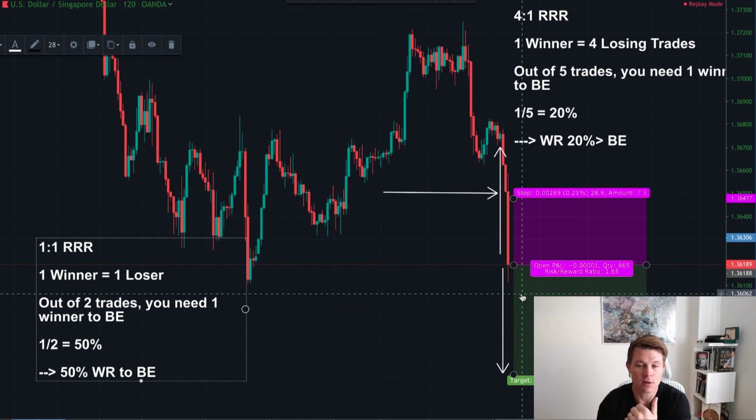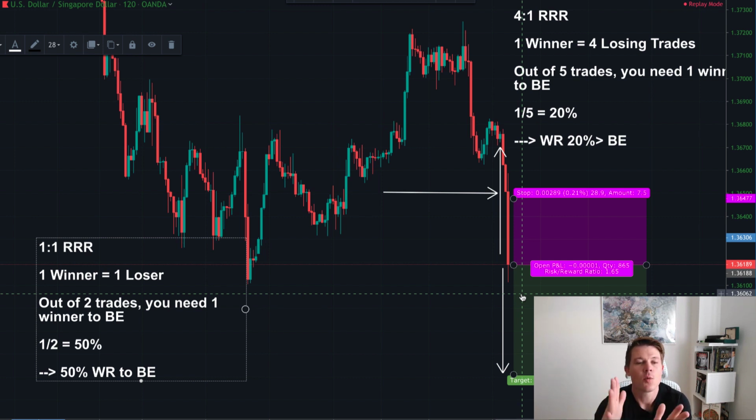So trailing your stop loss can improve your reward to risk ratio, because now the potential loss is smaller, whereas the potential gain is still the same. As long as you can manipulate one part of the equation, it will change your reward to risk ratio.